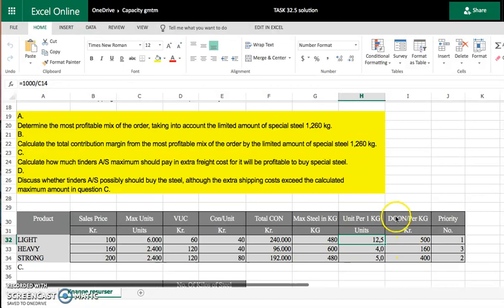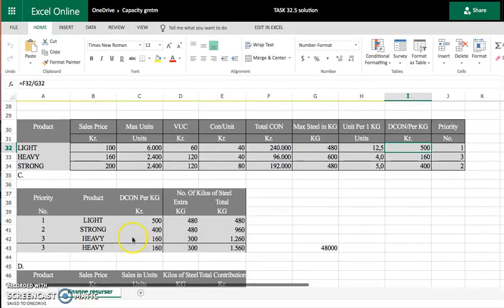Next off, we need to find the differential contribution margin per kilo. In this case, we have F32 divided by G32. F32 is the total contribution, and G32 is the match steel in kilos, which is the limited resource, the capacity that we have to focus on. This gives us the differential contribution per kilo, and the opportunity to prioritize 1, 2, and 3. So light is the top priority, strong is the second priority, and heavy is the third priority.